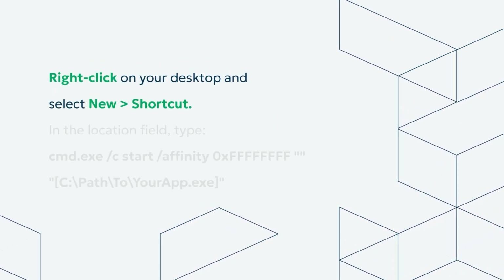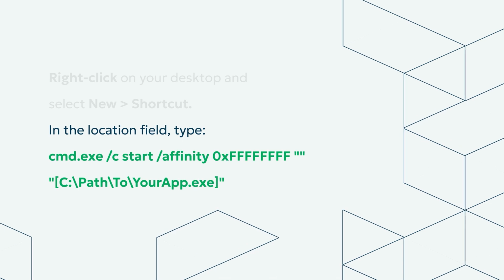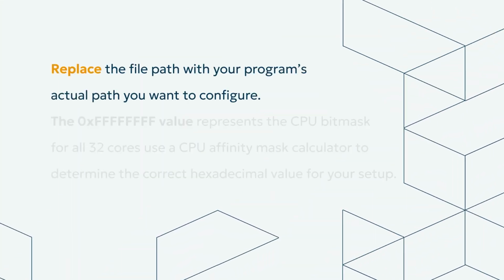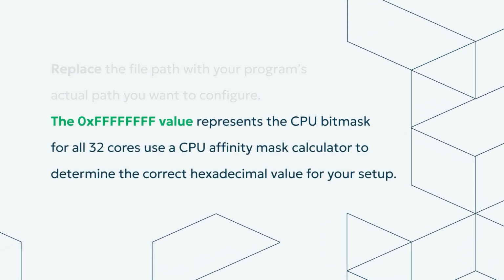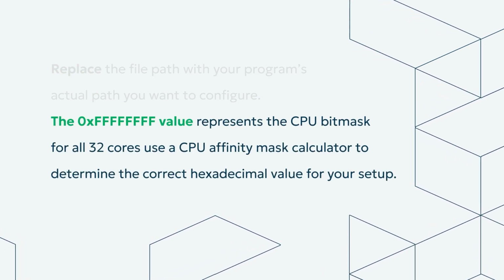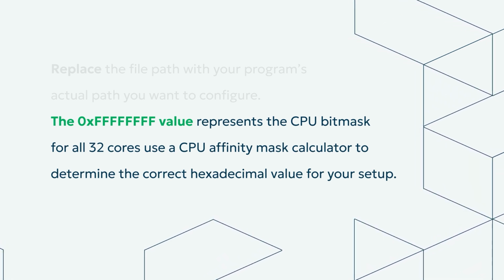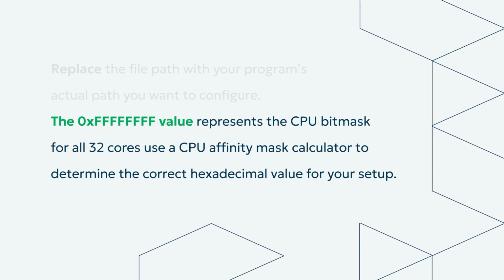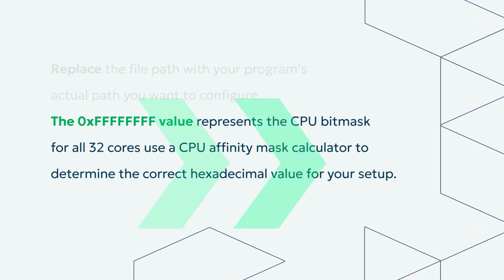Right-click on your desktop and select New > Shortcut. In the Location field, type the command. Replace the file path with your program's actual path you want to configure. The 0xFFFFFFFF value represents the CPU bit mask for all 32 cores. Use a CPU affinity mask calculator to determine the correct hexadecimal value for your setup.